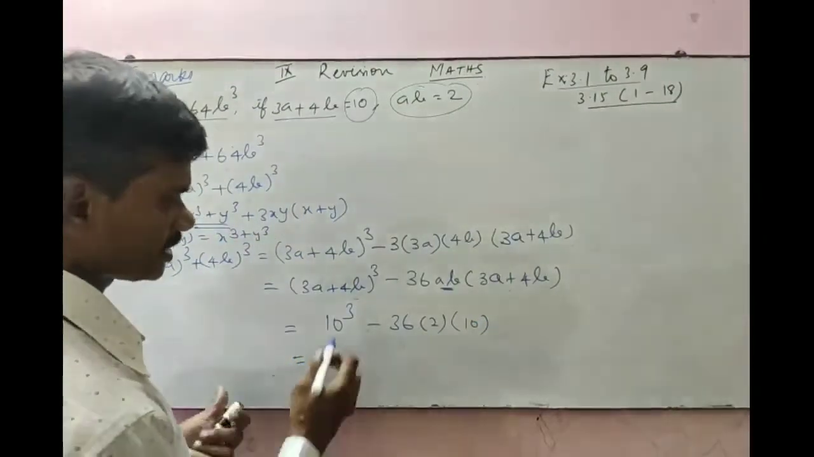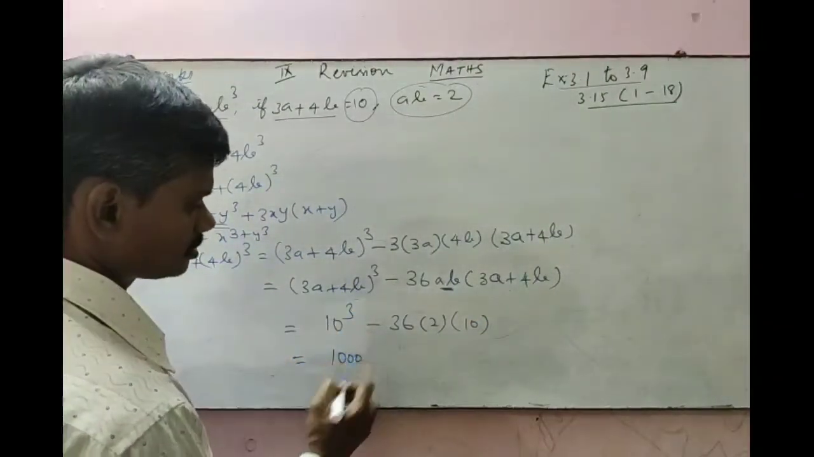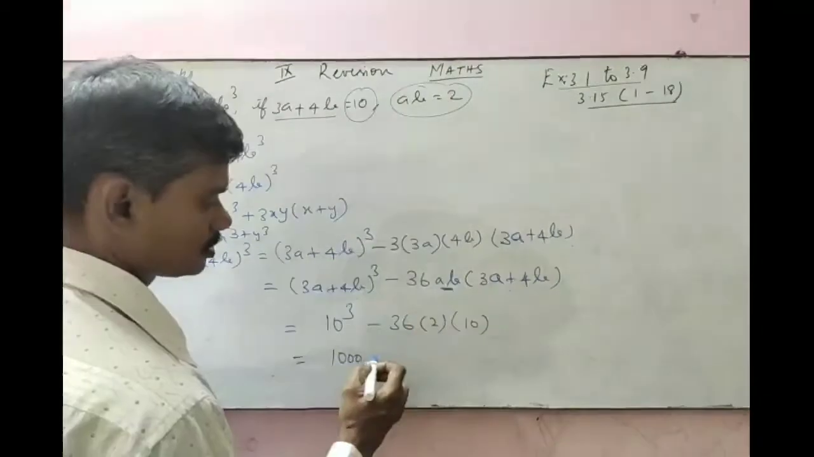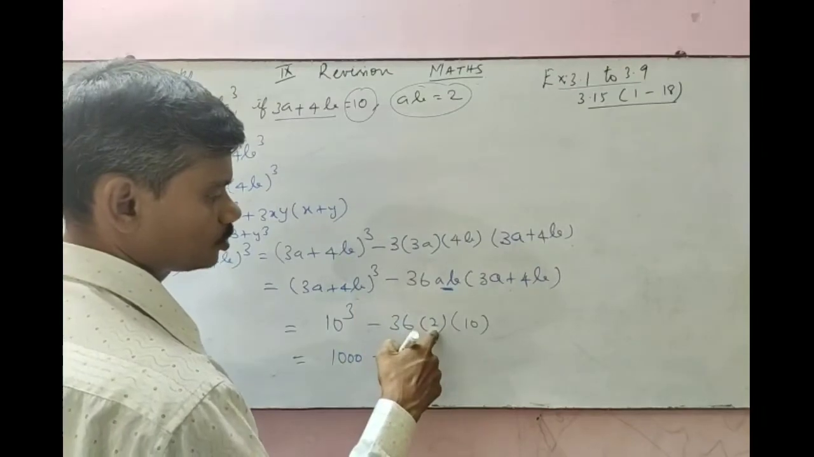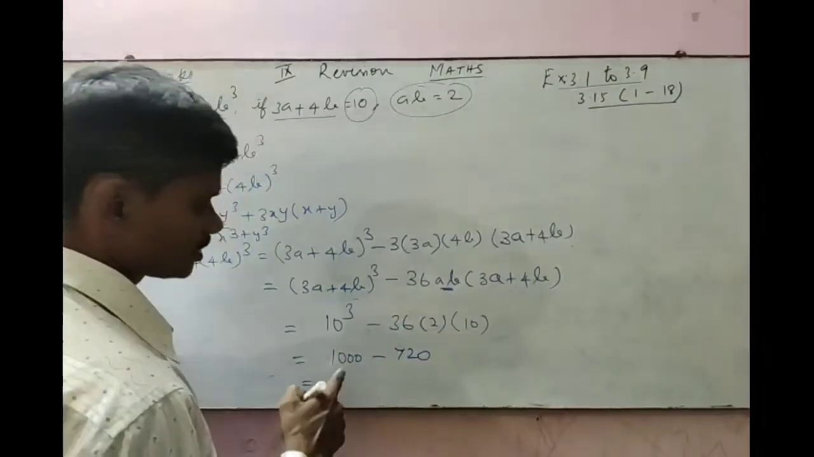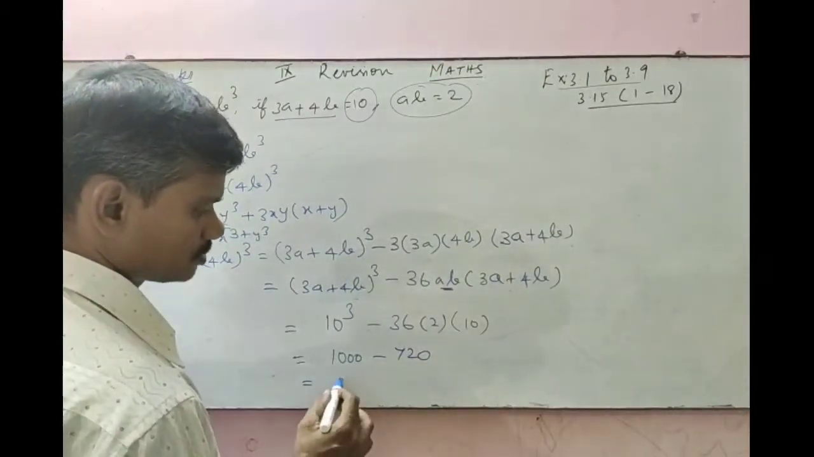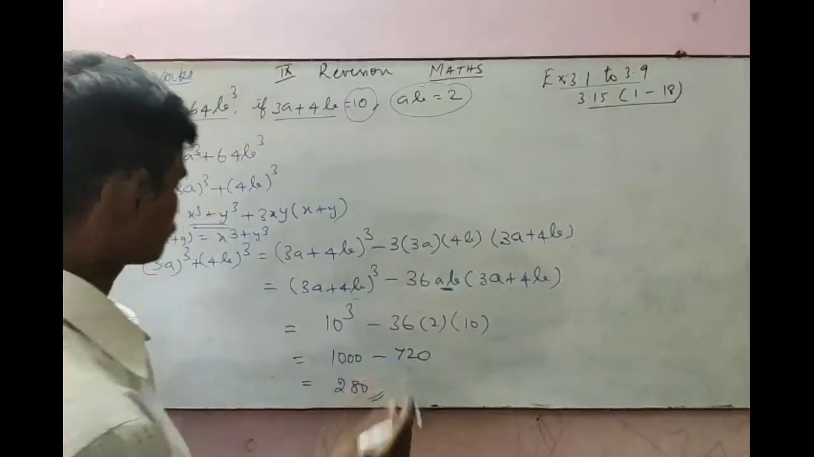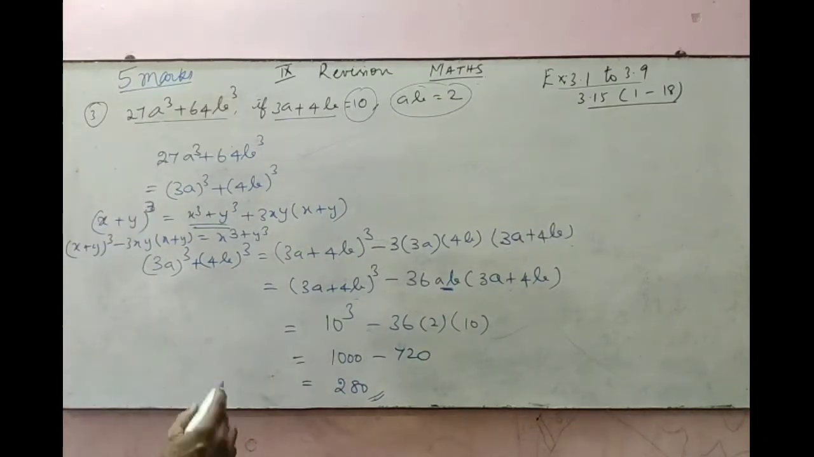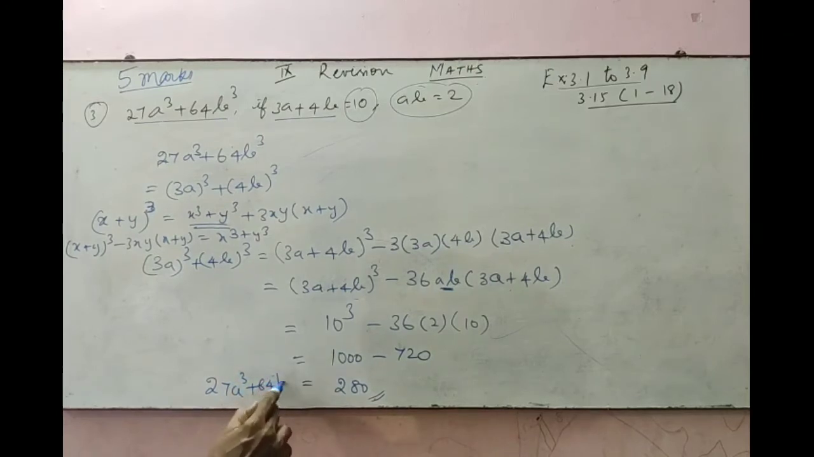Now you can get the answer as 10 cube as 1000. The value of 10 cube is 10 into 10 into 10, 1000, minus 36 into 2, 72. 72 into 10 gives 720. 1000 minus 720 gives 280. So this is the value of 27a cube plus 64b cube.